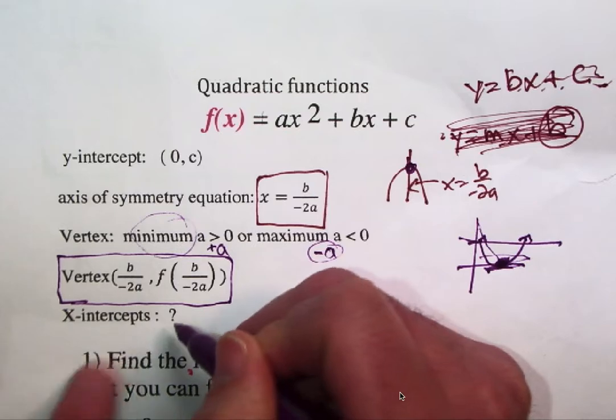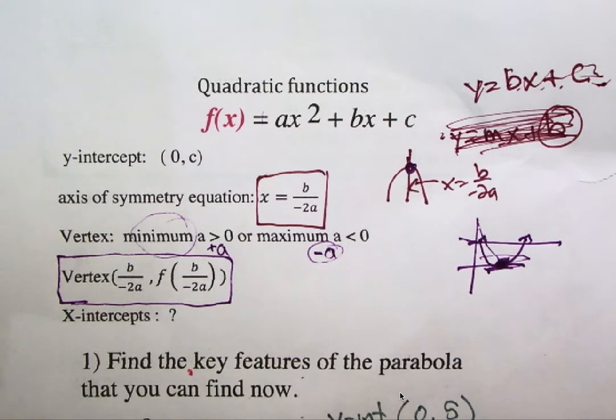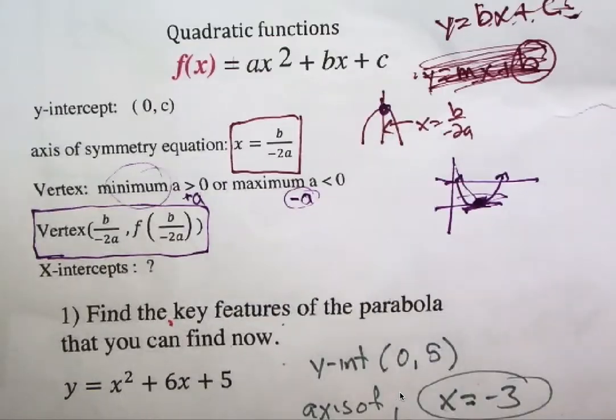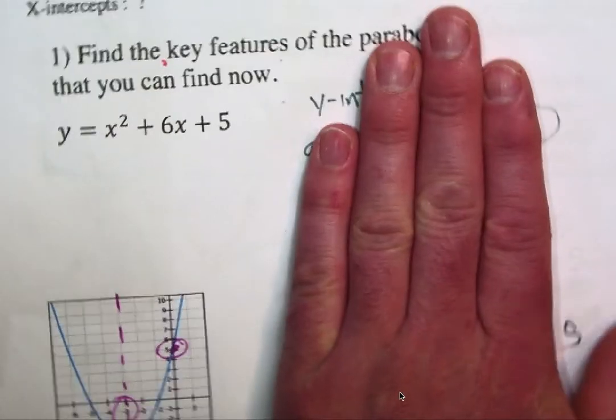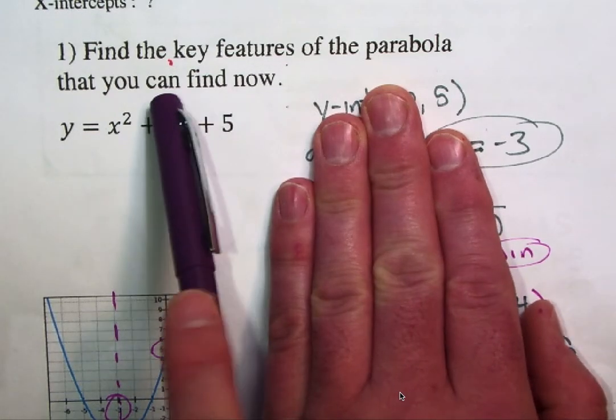Okay. The one we're going to leave for now and spend a lot of time on is finding the x-intercepts for a quadratic and what that means. Okay. So this is an example of one that I wanted students to do. I'll just show it to you. If you want to pause it or not look at it and just write down the equation and try it. So I want you to find the key features of the parabola that you can find right now.